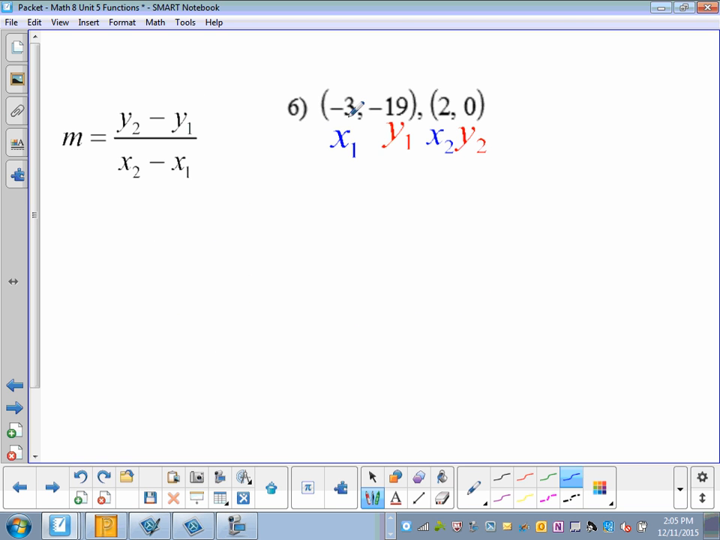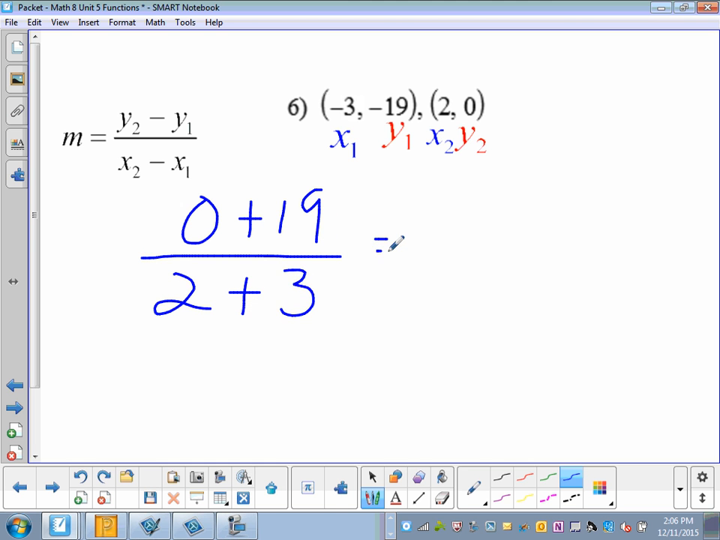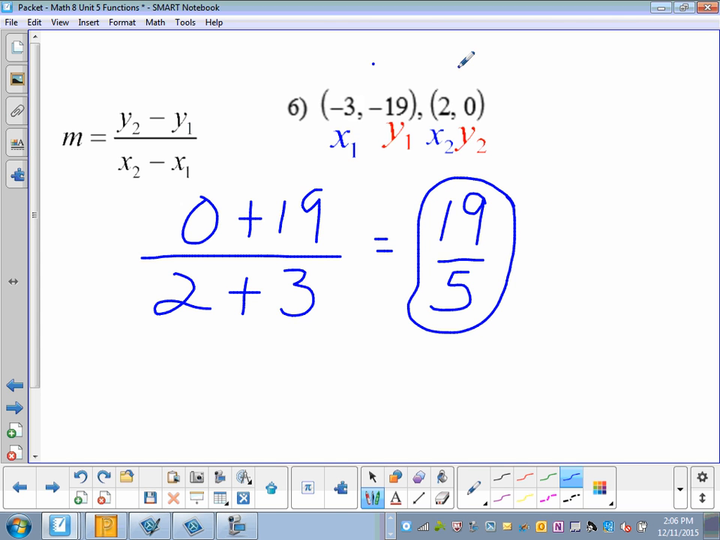Number 6. Here we have the points negative 3, negative 19, and 2, 0. We're going to call the first point x sub 1, y sub 1, and the second point x sub 2, y sub 2. Now we're going to plug our points into our formula. We take 0 minus a negative 19 over 2 minus a negative 3, and that's going to give us 19 fifths. So the slope of the line that runs between these 2 points is 19 fifths.